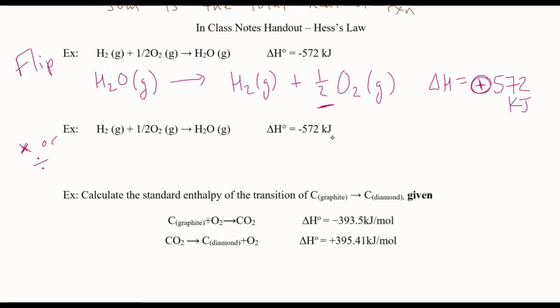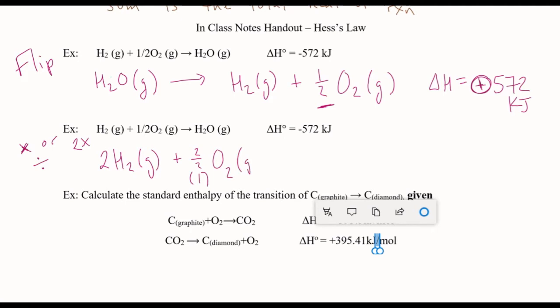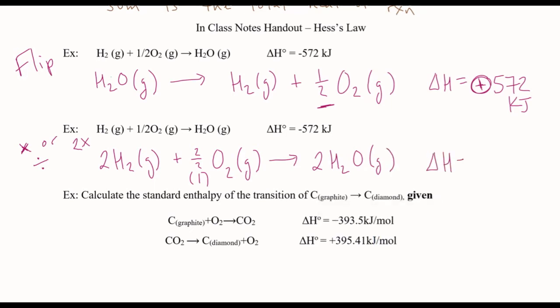All right, second thing we can do is either multiply or divide equations. So I'm going to multiply this whole equation by 2. And what you're doing is just multiplying across. So 2 times a half is 2 over 2, which ends up being 1. And then we're going to get 2 for the waters. And if you're going to do something like this, you also need to multiply the enthalpy by 2. Okay, so everything by 2. So this will be 1144 kilojoules per mole. So those are your two options. You can flip an equation or multiply and divide an equation. Okay, that's kind of what we're going to be doing here.